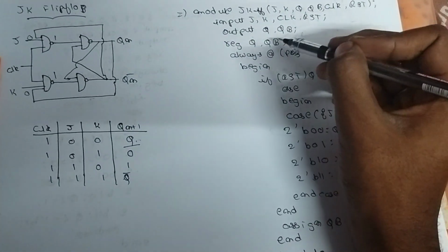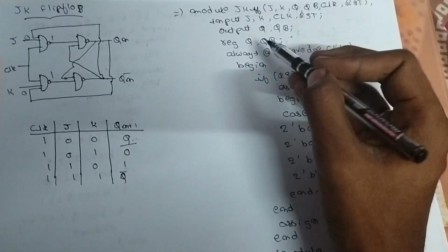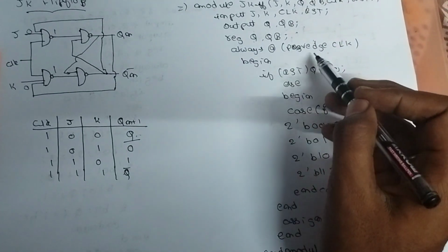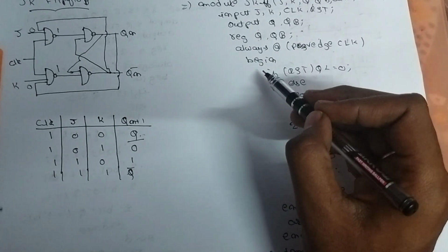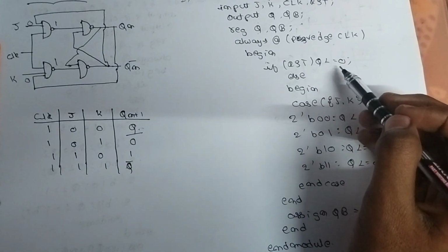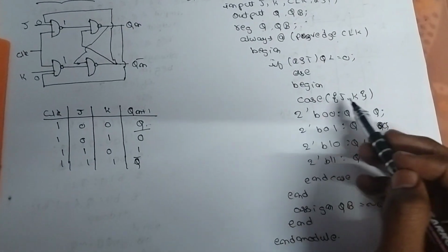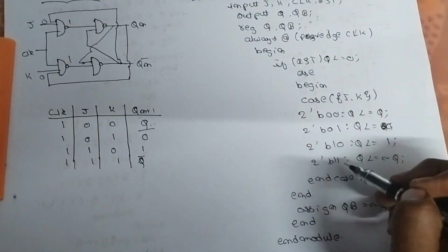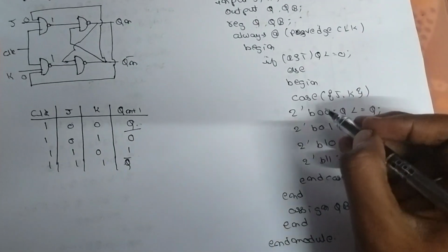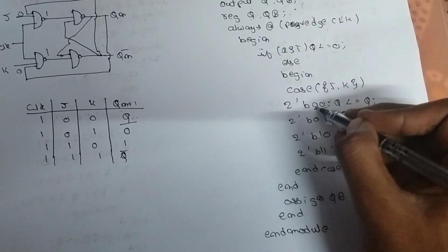And then, according to syntax, we have written reg of Q, QB. Next, always at posedge of clock. Next we have begin, if RST, Q is less than or equal to 0, else begin. We have used case JK. Then we have used some statements here: 00, 01, 10, 11. In this, one 0 belongs to J and the other 0 belongs to K.